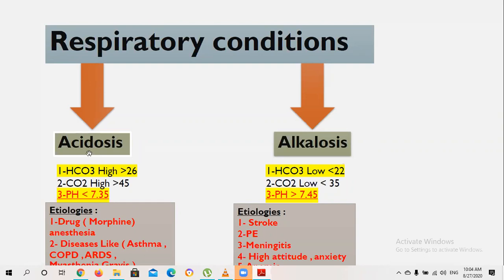First of all, the acidosis. You're going to look at the pH and you will find it less than the normal, less than 7.35. This is considered acidic. So this is the first one. Second thing, you're going to look at the bicarbonate. You will find the bicarbonate more than 26.